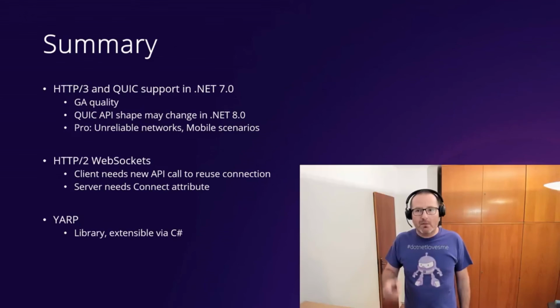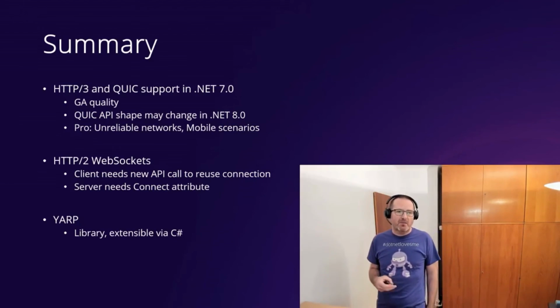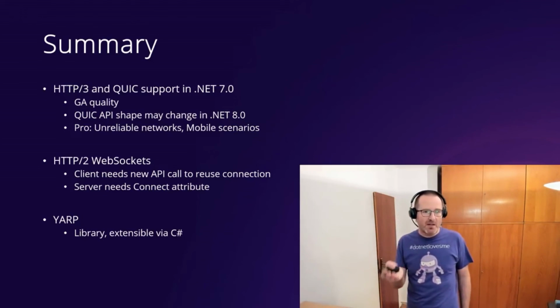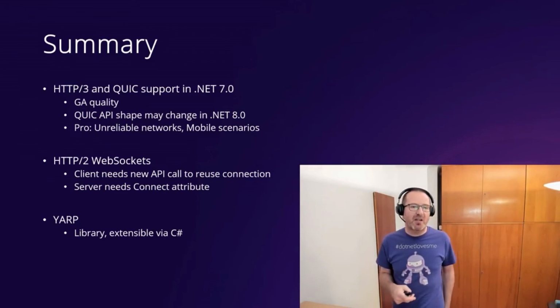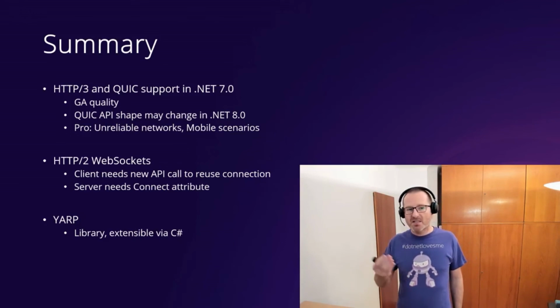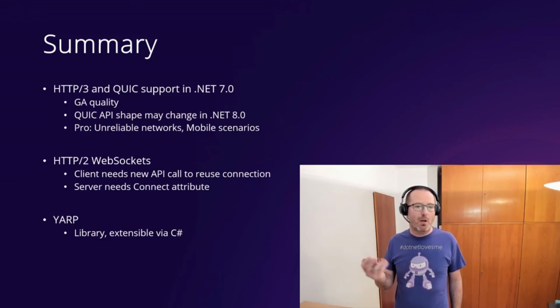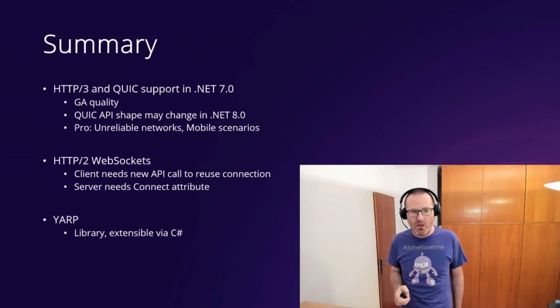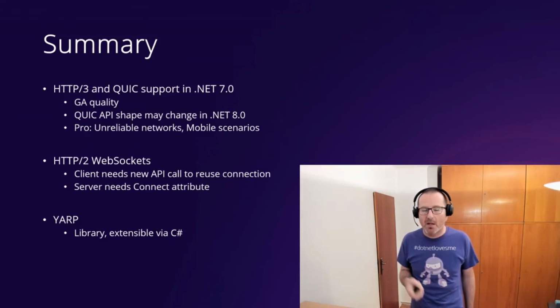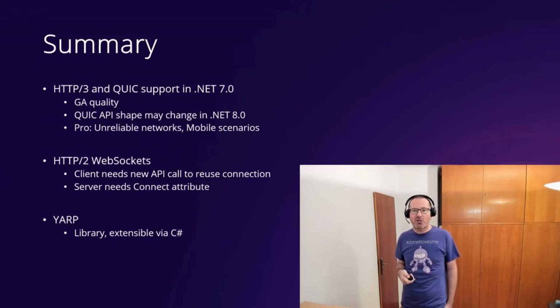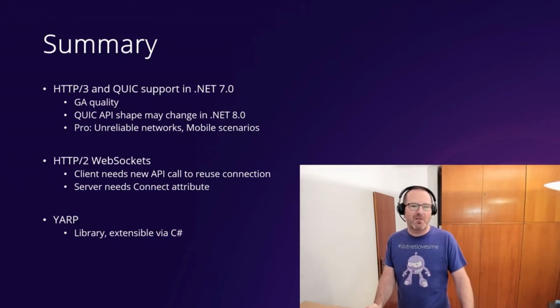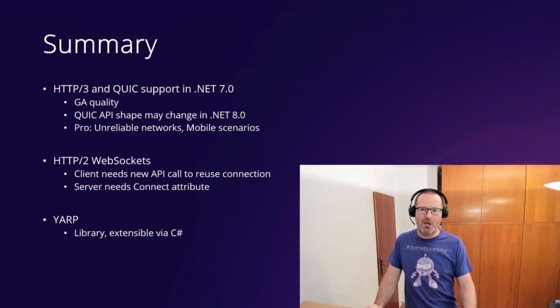And with that, we are really out of time. Last minute, what we talked about today: HTTP3 and QUIC support in 7.0, GA quality. The QUIC API's shape is still going to change in 8.0, but it's a great thing to do. Unreliable networks and mobile scenarios are where it pays off. HTTP2 WebSockets, you need to do some changes in the code to use that. And YARP is a library extensible via C#. So if you need to use a reverse proxy, hopefully you're going to pick up YARP.